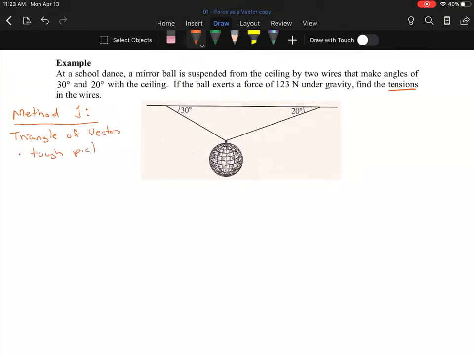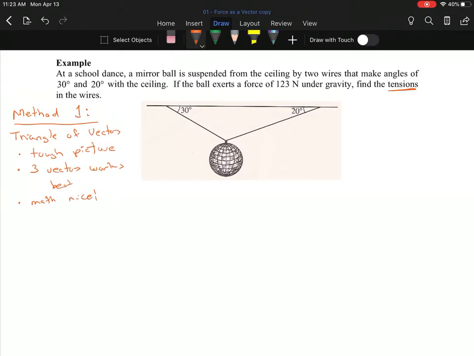And I'm going to say tough picture. It's going to be tough to set up the picture for this. I'm going to say 3 vectors works best. And I'll say the math is nice. It's going to be nice math once we get the picture all set up.